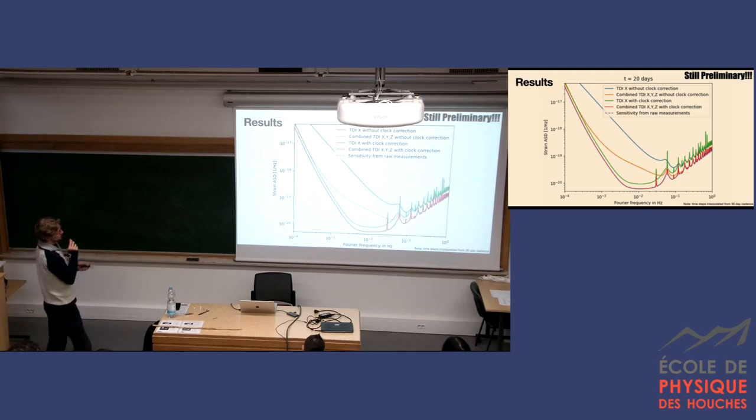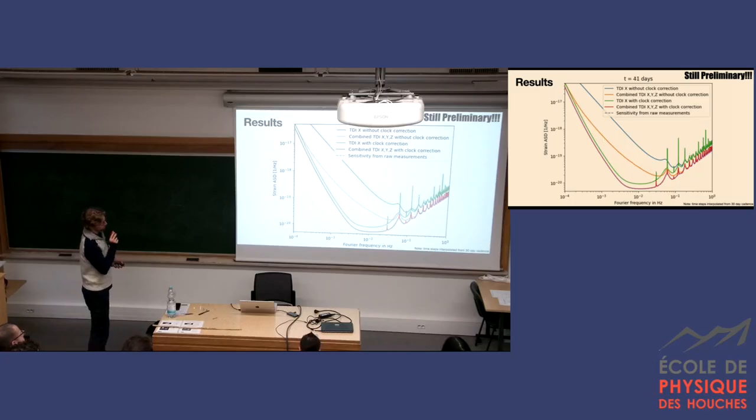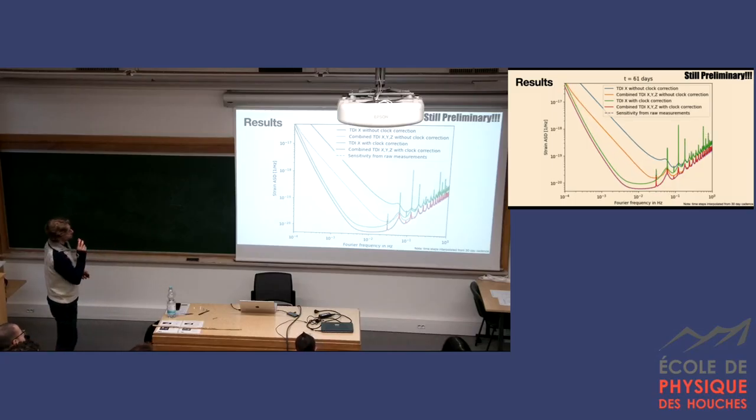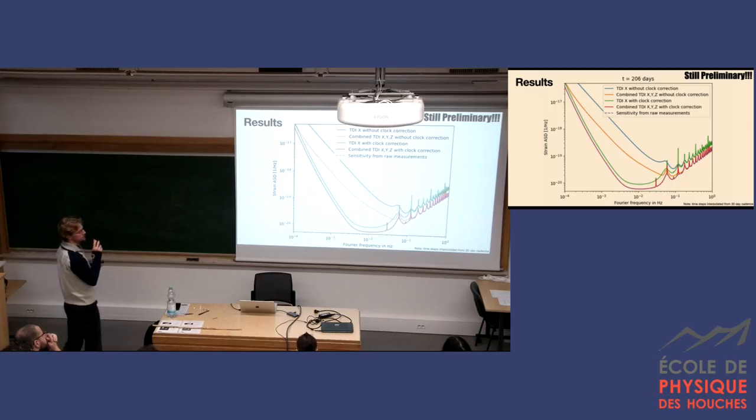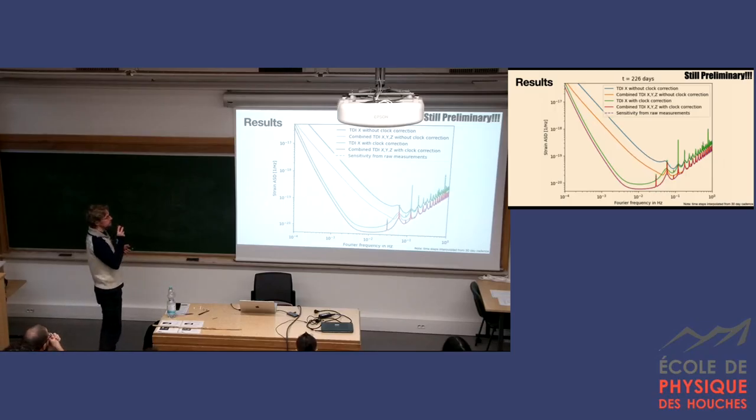And if you do that, you get something like this. So this is a cartoon, more or less, where I show the power spectral density, or rather the sensitivity, sometimes also labeled strain ASD, either for TDI X, if you don't do clock correction, or for the combination of X, Y, and Z using the full covariance matrix, again without clock correction.